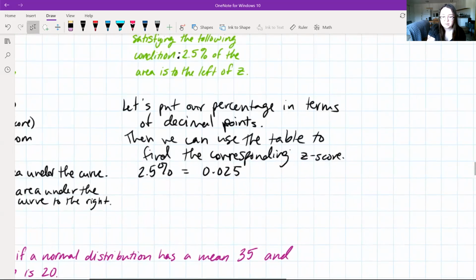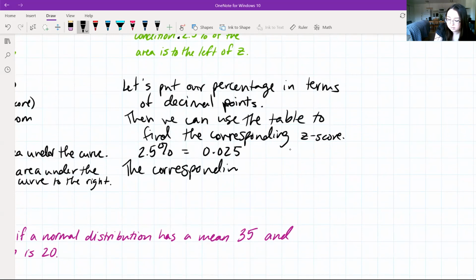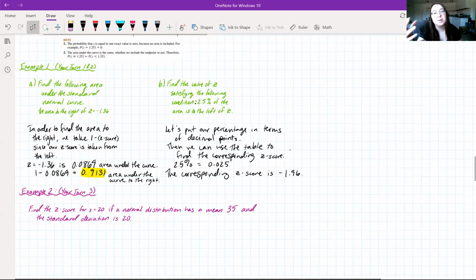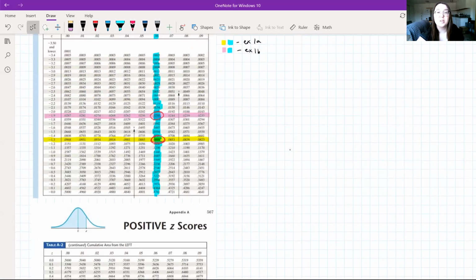All right, so now we come back down here. We found our value. We found 0.025, and we found the z-score that corresponds. So we can say the corresponding z-score is negative 1.96. All right, so when finding corresponding areas under the curves or corresponding z-scores, all you're really doing is being able to read the table and to find these values using your tables.